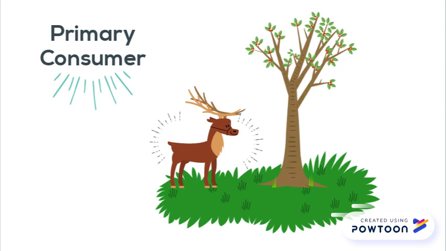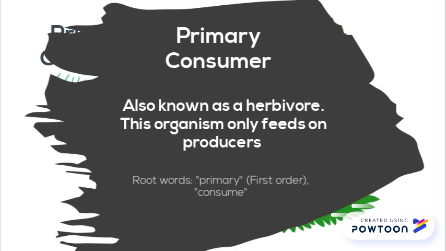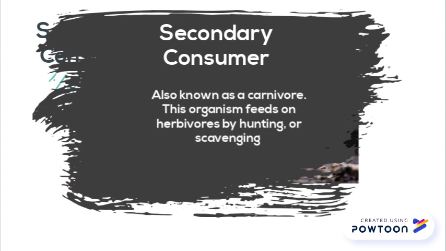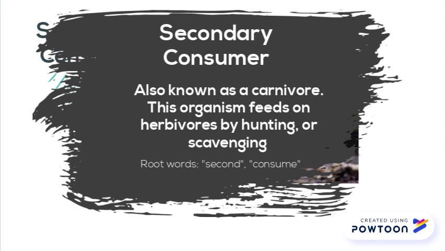A deer here is a good example of a primary consumer, which is also known as a herbivore, since it only eats plants. Next is a secondary consumer. This is an example of a wolf. A wolf is a carnivore, which means that these organisms only feed on meat.